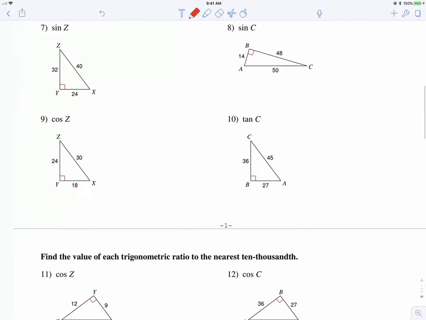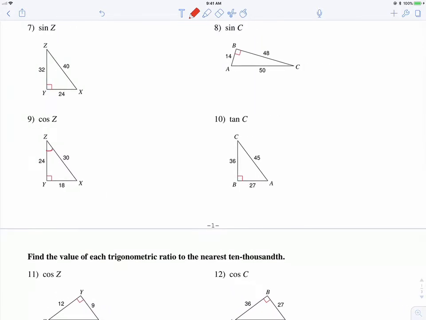I'll do another one. Let's look at number 9. They want cosine of angle Z. So now my reference angle is there. I know that the hypotenuse is always across from the 90. The one across from the reference angle is always opposite, and the one next to the reference angle is always adjacent. Since they want cosine, I know cosine of theta is adjacent over hypotenuse. So I'm going to say cosine of Z is 24 over 30, and then that reduces. So cosine of Z should be 4 over 5.